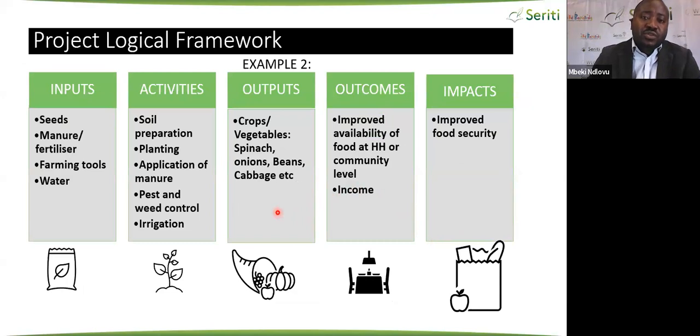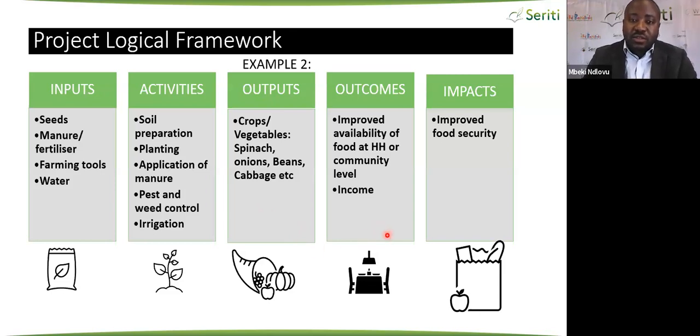So if you are to produce food, what you need is seeds, you need manure, fertilizer, you need farming tools, water, and a lot of other inputs. And the activities range from preparing the soil, planting, applying the manure, and irrigating the land. The output will be vegetables produced, and you can measure those in bunches or in kilograms if you weigh them.